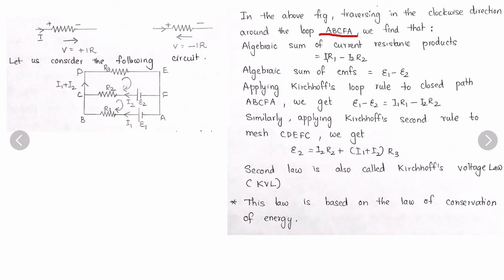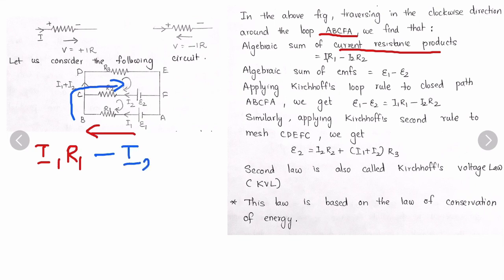Let's take the algebraic sum of the current-resistance products. What is the first product? I1 R1. We are traversing R1 in the direction of the current, therefore we take this product as positive, that is I1 R1. Then when you come here, as I'm showing in blue, there is R2, but I2 is in the opposite direction of the traversal. You are traversing opposite to the direction of the assumed current I2. Therefore, this product will become negative, that means minus I2 R2.